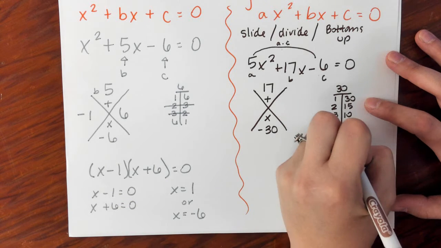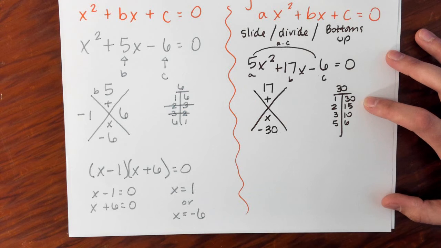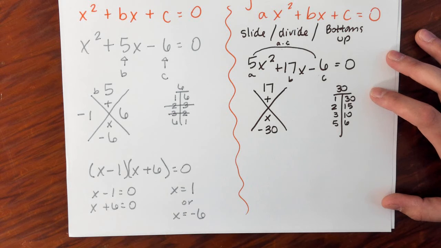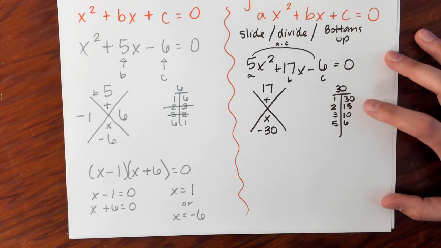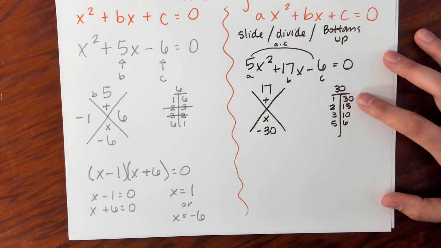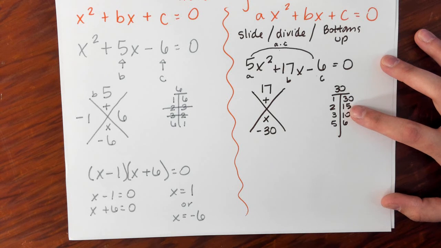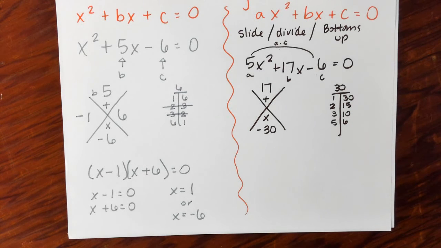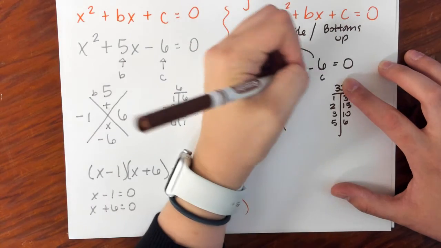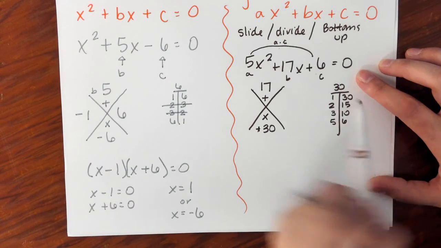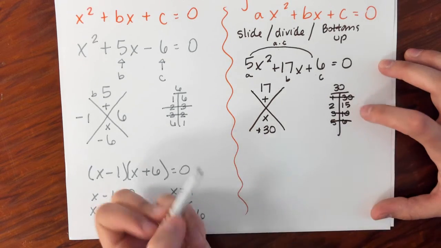4, not going to work. 5, 6, oh, and then now I'm going back into 6s. Oh, I apologize, I wrote it down wrong. It should be plus 6, so this would be plus 30. So then we can do our 2 and 15 here, because these are not going to make 17.